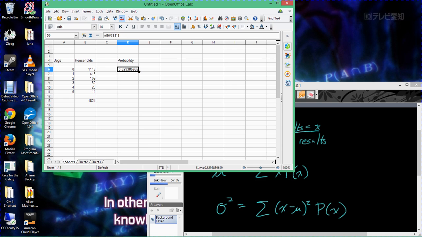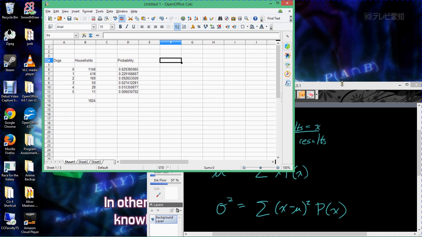So there's that one, and then I can just drag it down, and it does the same thing for all the others. If I hadn't put the dollar sign, then the first one would be 1148 divided by 1824. The second would be 418 divided by 0. So that's why I have to put that dollar sign. Alright, so there's my probabilities.